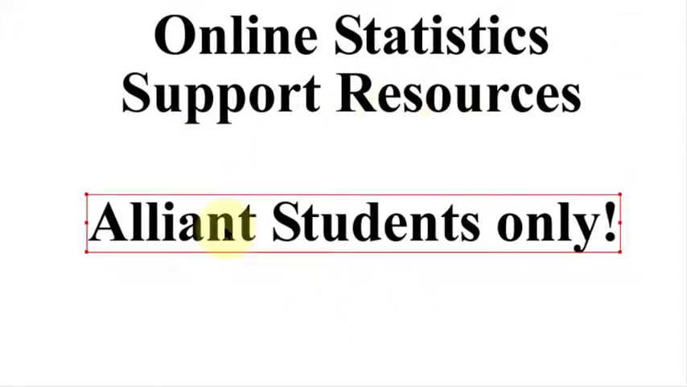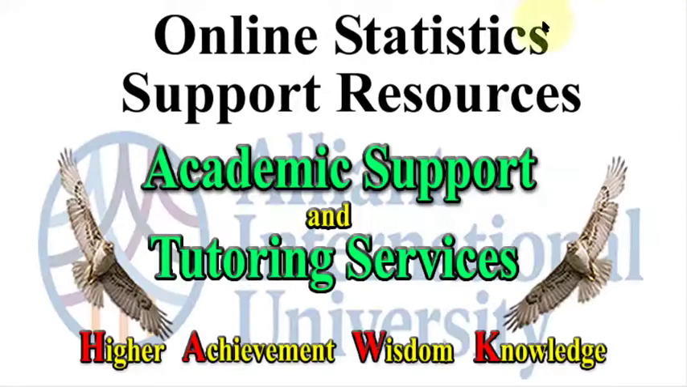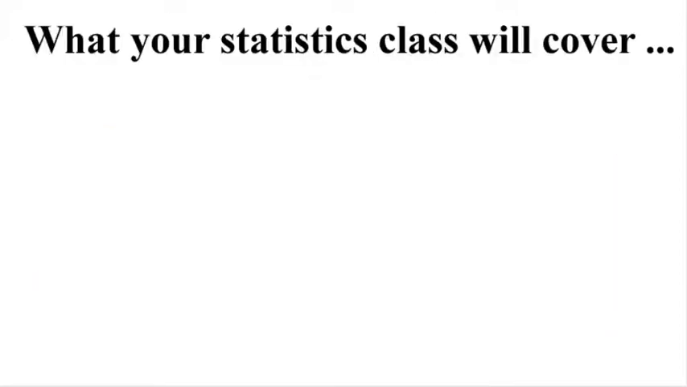It's for Alliant students only, right? It's on the Alliant portal. Therefore, only Alliant students will get to use this outstanding resource, if I do say so myself. And it's brought to you by the Academic Support and Tutoring Services. That's our official Alliant name. Our unofficial name is the Higher Achievement and Wisdom and Knowledge, also called the Hawk Tutoring Center. But I'm going to make this video as brief as possible.